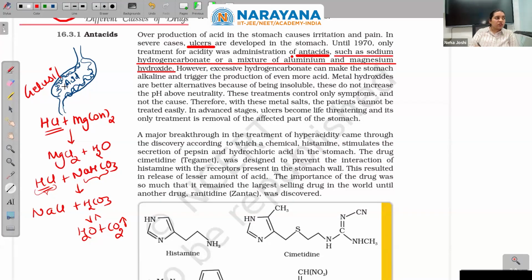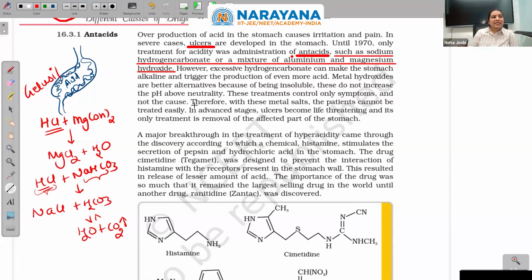If the pH of this medium becomes alkaline, the cells will think the pH should be acidic, so they will produce more acid. Metal hydroxides are better alternatives because of being insoluble. They will not be dissolved in the aqueous medium, so they will be consumed only as much as needed and will let the medium remain acidic. These do not increase the pH above neutrality.